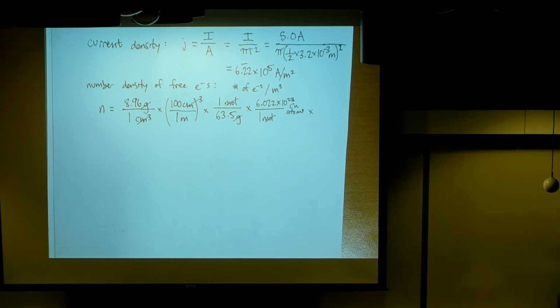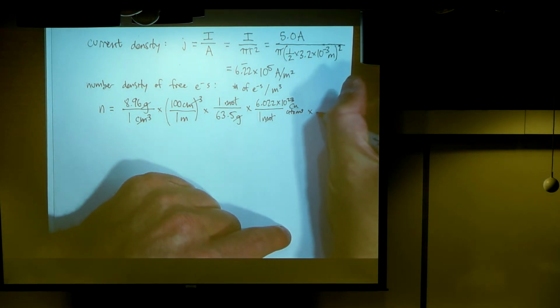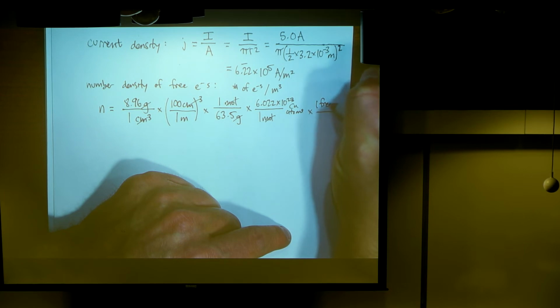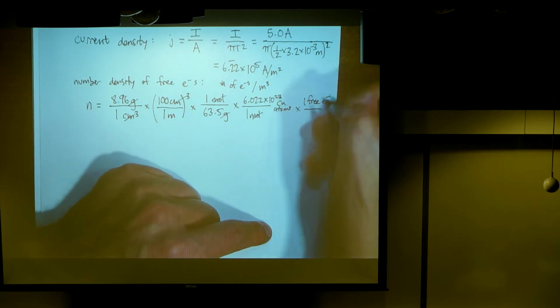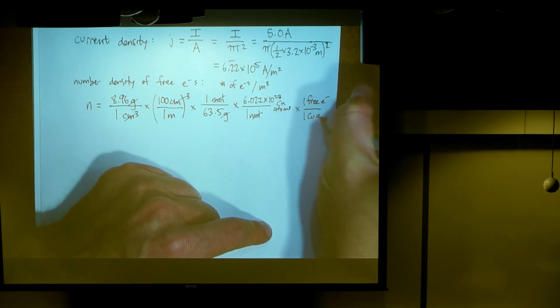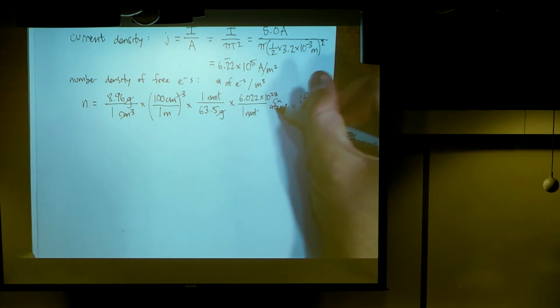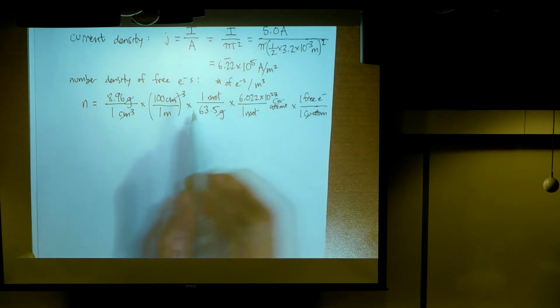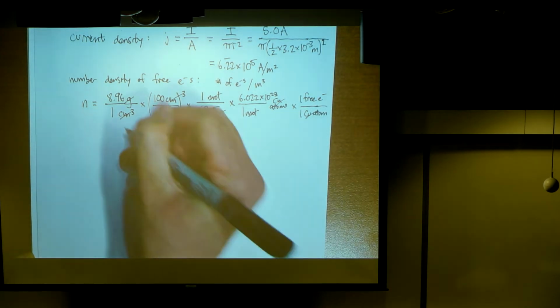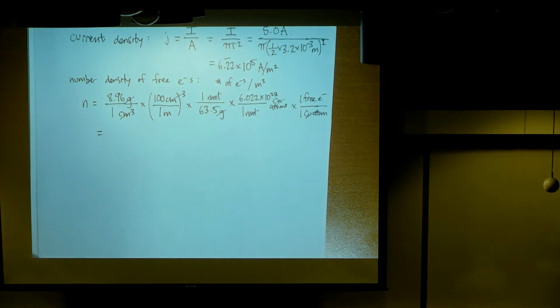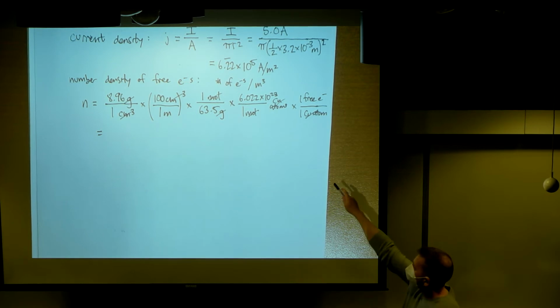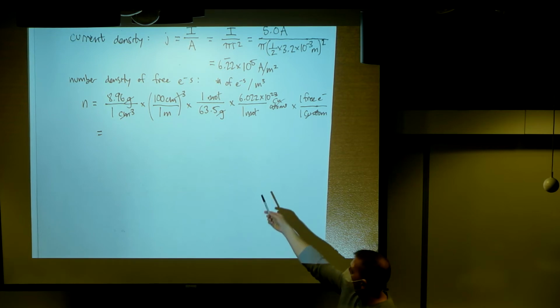So that conversion factor is actually super easy. There's 1 free electron, as we were told, per 1 copper atom. So that doesn't really change anything, but it's important just to write that. Now we have the number of free electrons per cubic meter, which is exactly what we need. Could someone multiply those factors out? We're going to do 8.96 times 100 cubed times Avogadro's number, 6.022 times 10 to the 23, divided by 63.5.